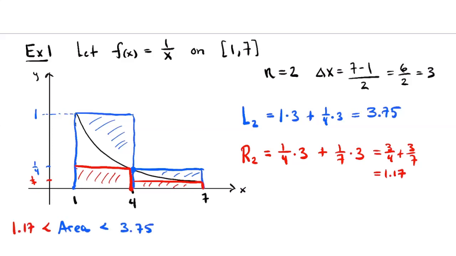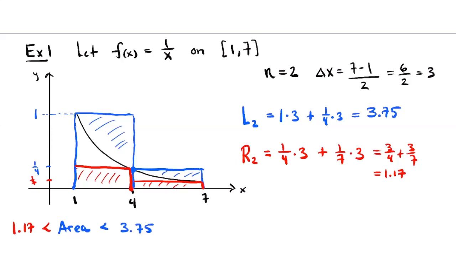Because there's all kinds of area that's outside of the red rectangles that is under our curve. Okay, good. So pretty crummy estimates. I know that the actual area under the graph of 1 over x between 1 and 7 is somewhere between 1.17 and 3.75, but that's a pretty big gap. So what could we do to improve our estimate?